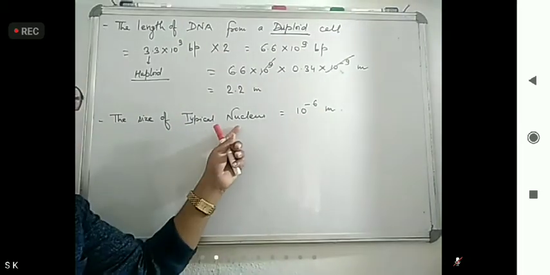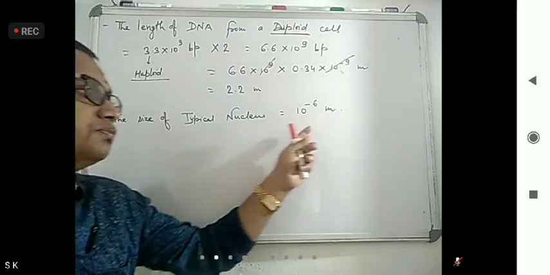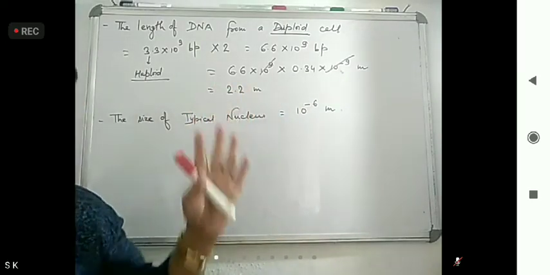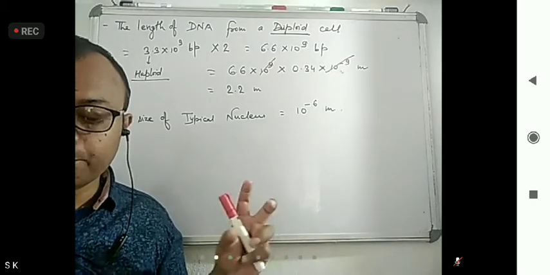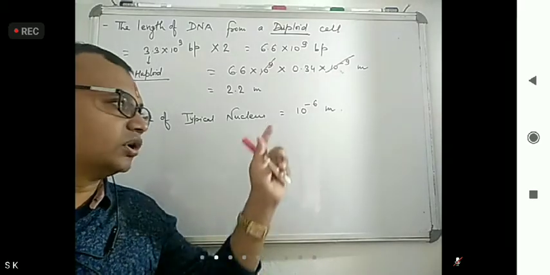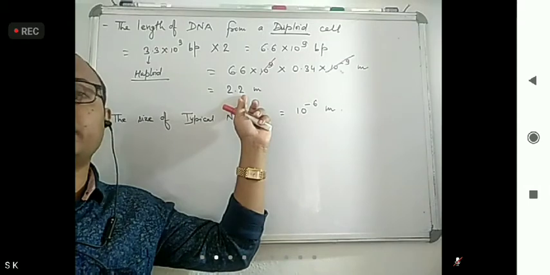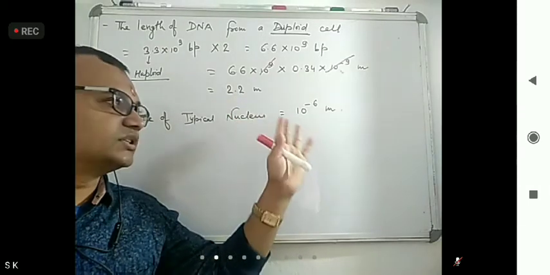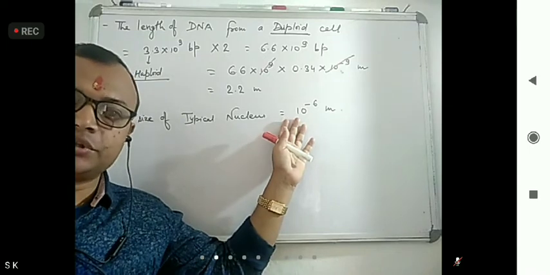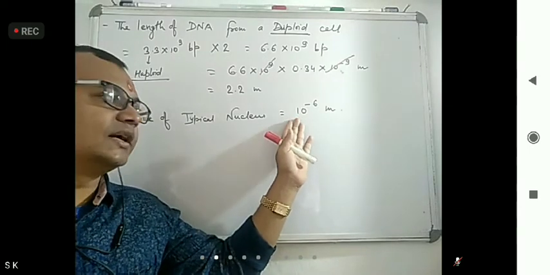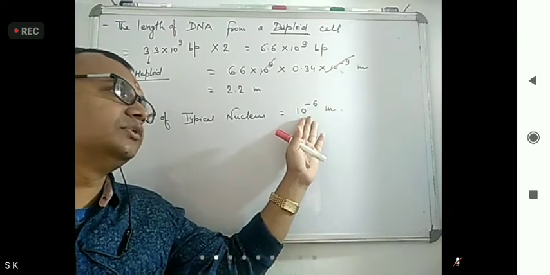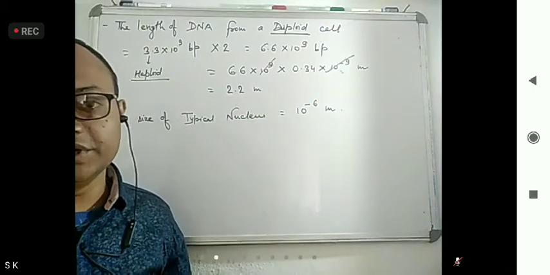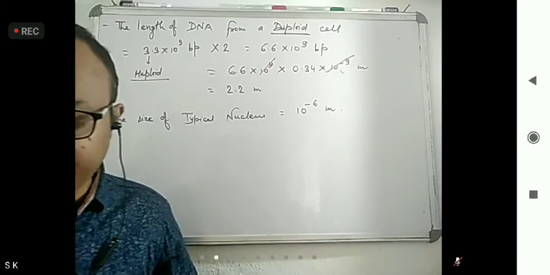So the size of nucleus is very small and length is very large, and that's why compaction needed, packaging needed, because this has to be kept inside the nucleus. We have seen already DNA inside the nucleus, and the size of the nucleus is 10 to the power minus 6 meter and length is 2.2 meter. So they need compaction, they need packaging.